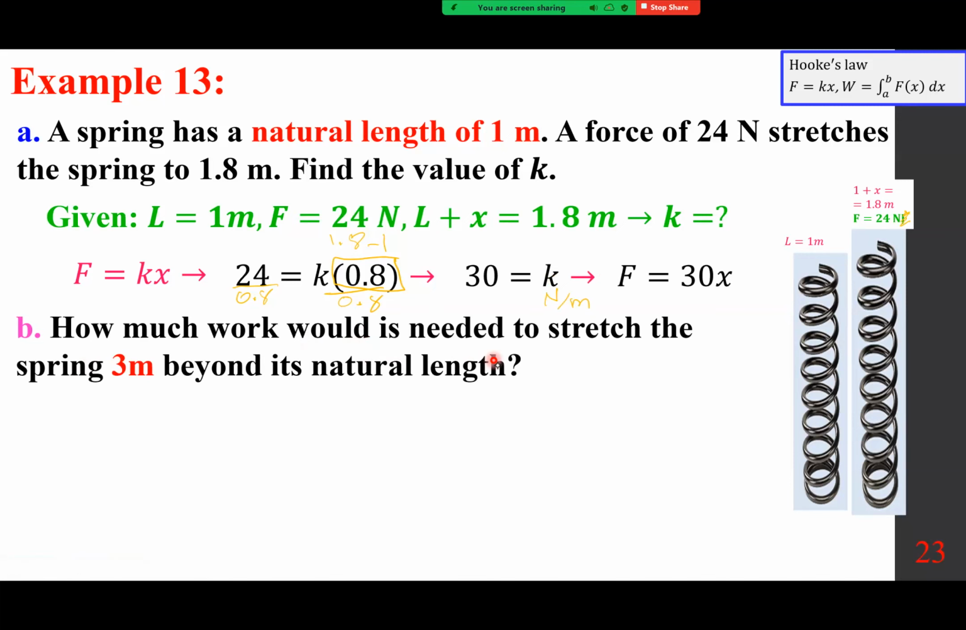How much work would be needed to stretch the spring 3 meters beyond its natural length? Well, we know F is Kx, which is 30x, and W uses this formula. We're going to go from A to B, from 0 to 3, because 3 meters beyond the natural length.